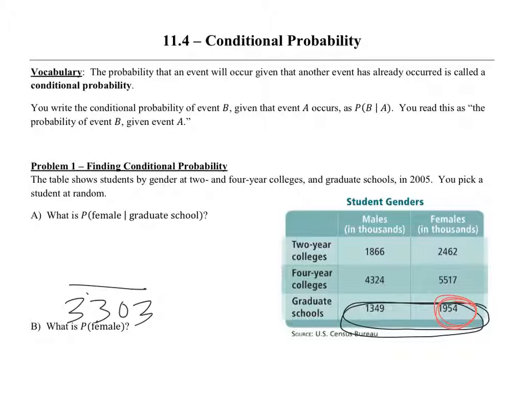So on top would be the 1,954. And especially in these cases with the "given that," I would probably always have the answer as a percentage. 1,954 over 3,303 would be 59%.